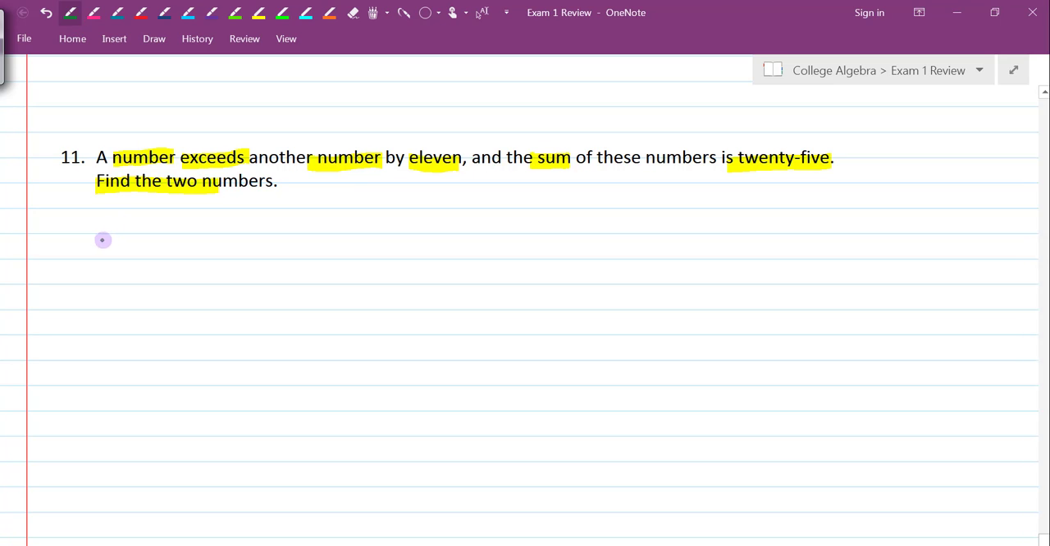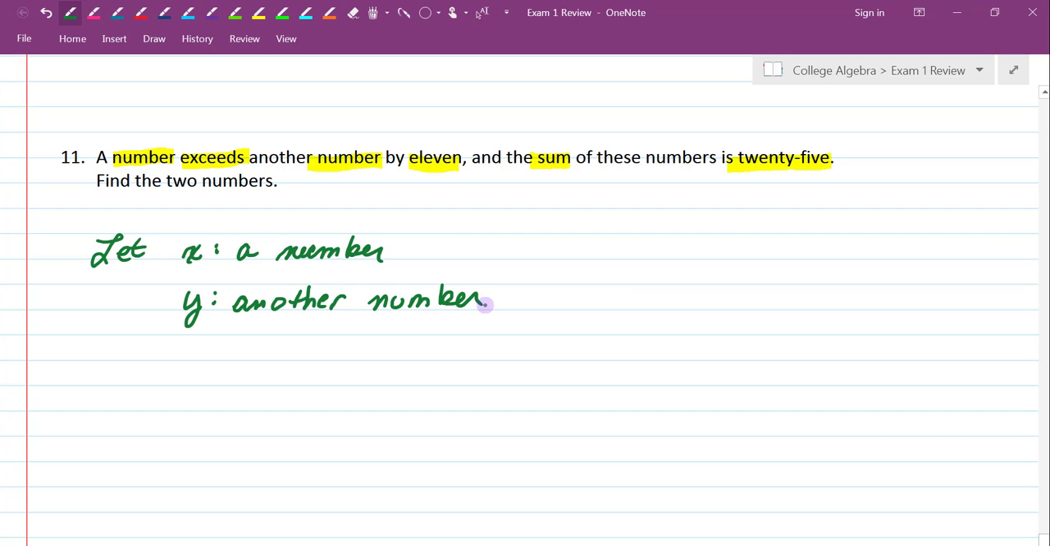So we're going to say, let x denote a number. You say, that sounds so silly. I know. So a number. Okay, and then we're going to have y, and it is another number. We know that the sum of the two numbers is 25. So that means that x plus y equals 25.